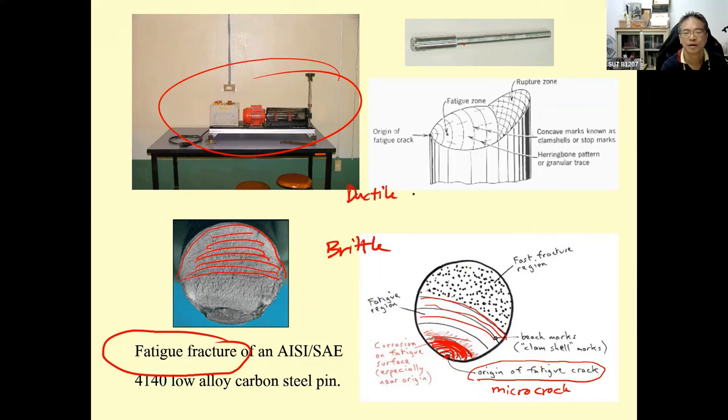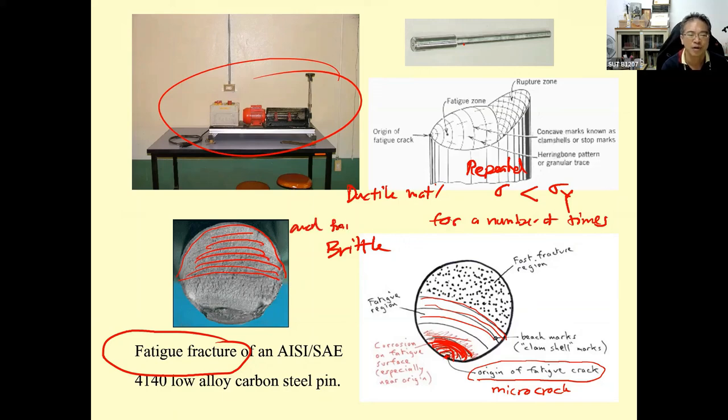Ductile material subjected to repeated stress that is less than sigma sub y for a number of times fails, and fails in a brittle manner. So we have to prevent this kind of failure.